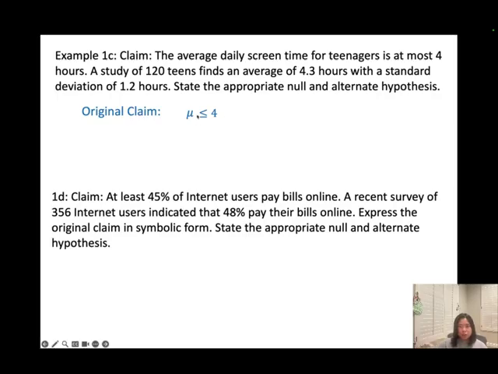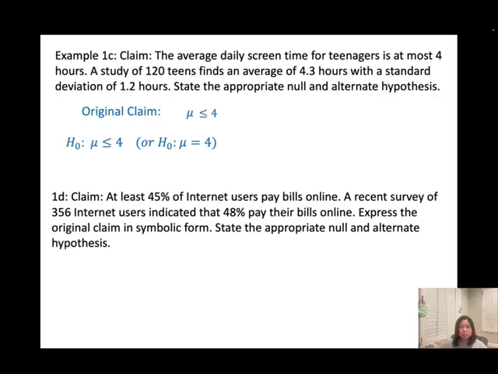Since we do have the equal sign, that will be the null hypothesis. Or you can write the null hypothesis as the mean equal to 4. And then the alternate hypothesis will be opposite to this one, so that will be strictly greater than 4. And when we have a greater than, that will be a right-tail test.